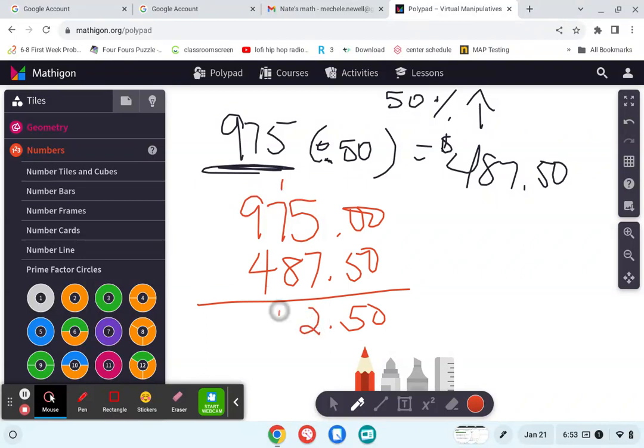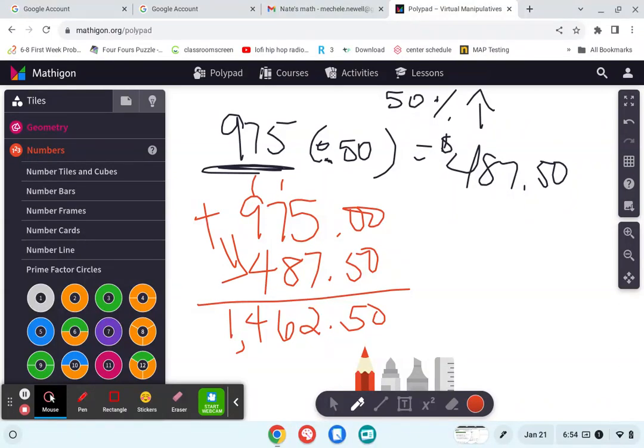So 8 plus 8 is 16. Regroup again. 9 plus 5 is 14. So if I marked up this, let's say it's a sofa or a love seat or a chair, a Lazy Boy chair because I like to recline, 50%, then I'm not only getting the 975, but I'm also getting the 487.50, half of that amount plus the original amount.